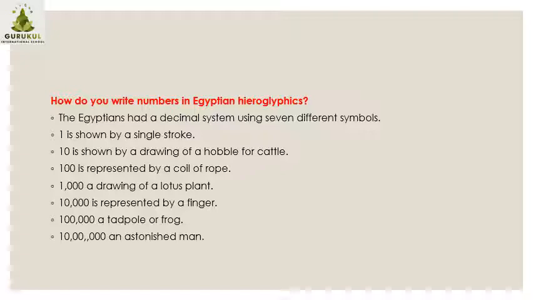So 1 is shown by a single stroke, then 10 is shown by a drawing of a hobble of cattle. You will see the symbols afterwards. 100 is represented by a coil of rope. Then 1000 is a drawing of a lotus plant. 10,000 is represented by a finger, and 1 lakh is represented by a tadpole or a frog. And one more is 10 lakh, represented by a figure of an astonished man. Astonished means surprised. Okay, so that figure will indicate the number 10 lakh.